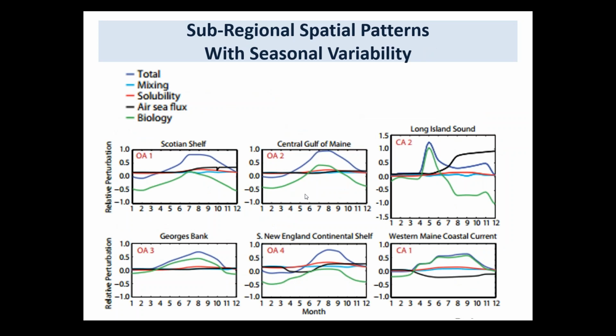In the same paper, we also broke apart some of the seasonal variability at each of those different places. So anything with an OA in here is one where ocean acidification is thought to be more important. Anything here with a CA is where coastal acidification is thought to be important too. The total change in the saturation state is shown in the blue line here. And then you can see the contributions of a number of different other processes, such as biological activity here with the green line, mixing in the light blue line, solubility in the red line, and then air-sea flux in the black line. So it's not uniform all over the region, so as we go forward we need to think about how to better understand the changes in each of these regions.